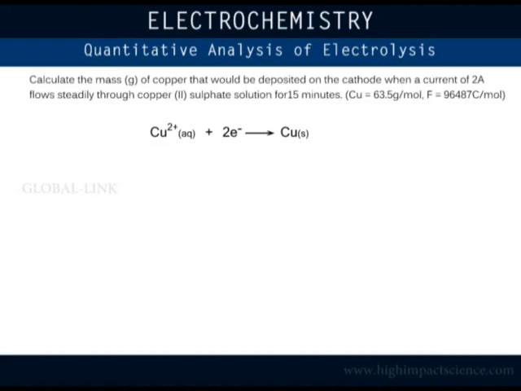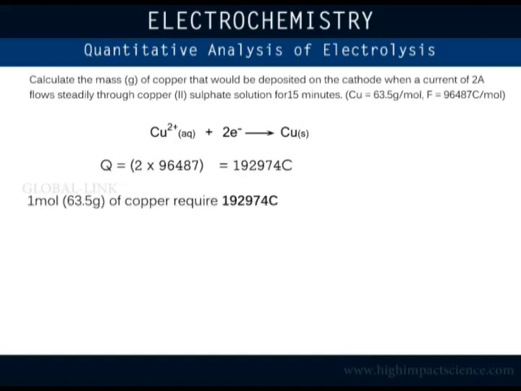We calculate the quantity of charge. So 2 times 96,487. That gives us 192,974 coulombs. So 1 mole or 63.5 grams of copper requires 192,974 coulombs. Let us now calculate how much electricity was passed in our case.